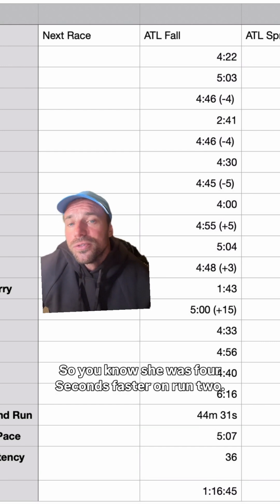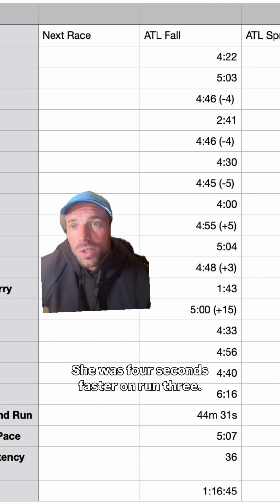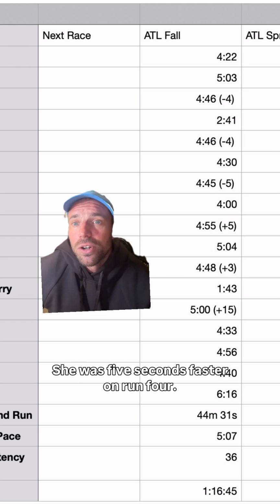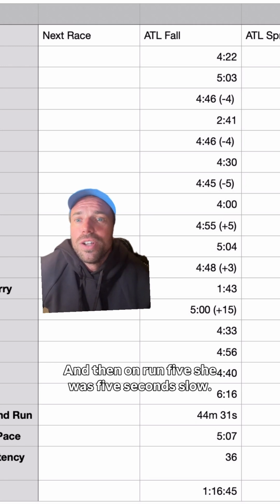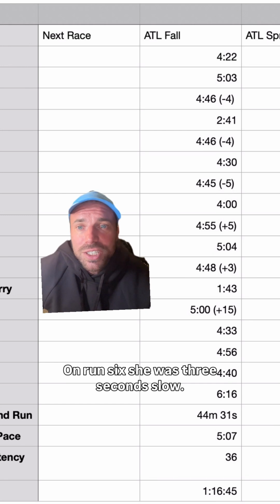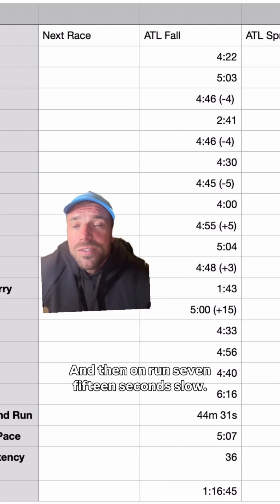So she was 4 seconds faster on run 2. She was 4 seconds faster on run 3. She was 5 seconds faster on run 4. And then on run 5, she was 5 seconds slow. On run 6, she was 3 seconds slow. And then on run 7, 15 seconds slow.